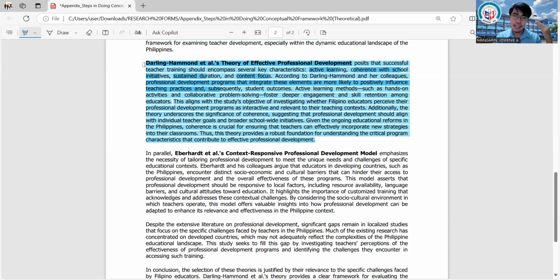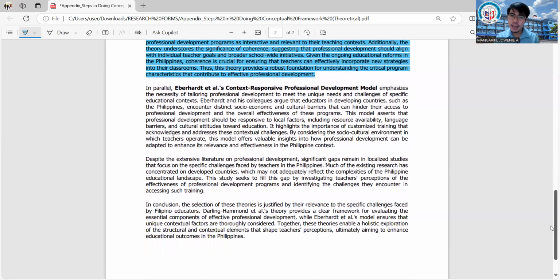So, we have here the discussion of the theory. Ito yung discussion of theory hanggang dito. And then mula naman dito is how this theory aligned or connected with the present study. Then another theory is yung theory naman ni Eberhard et al. Na context-responsive professional development model.